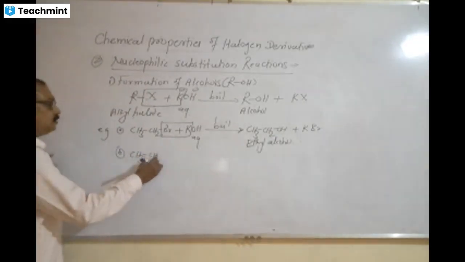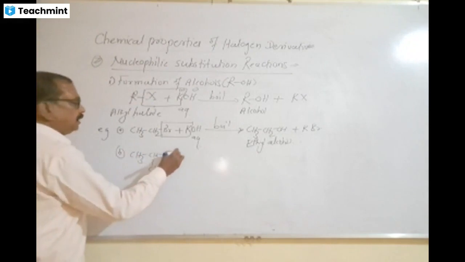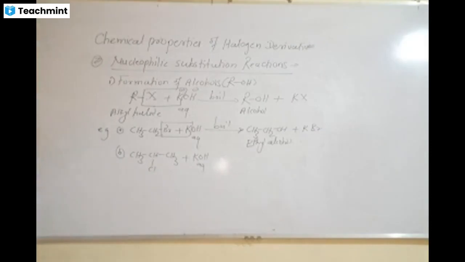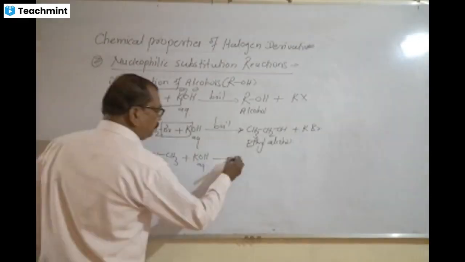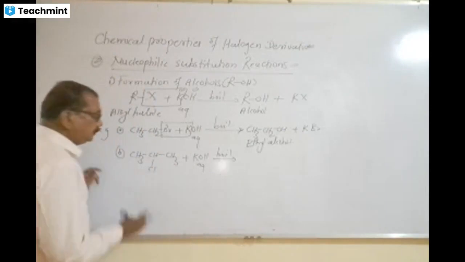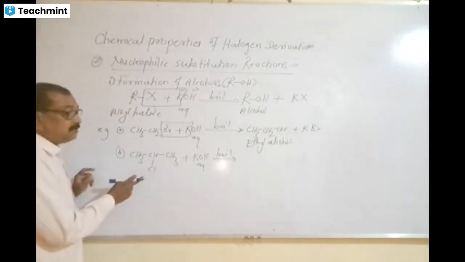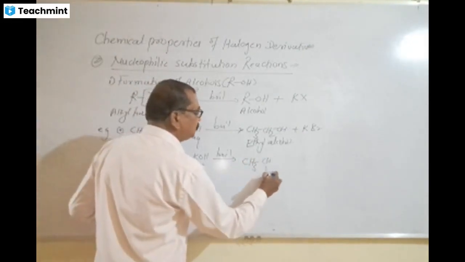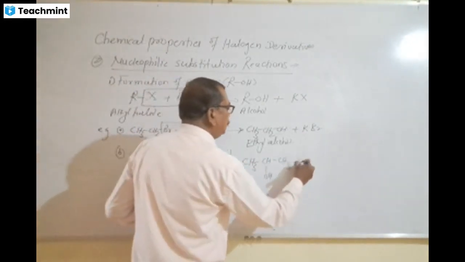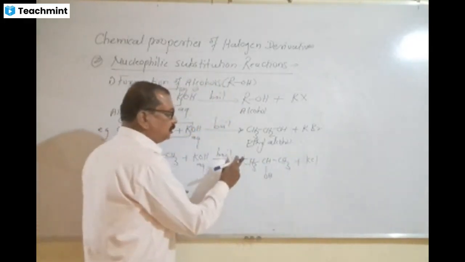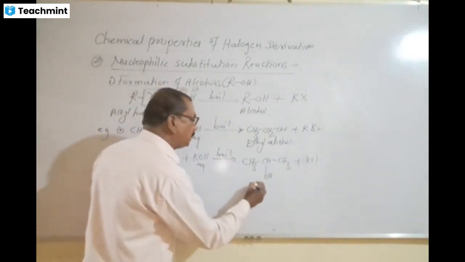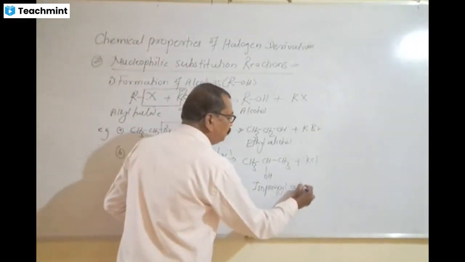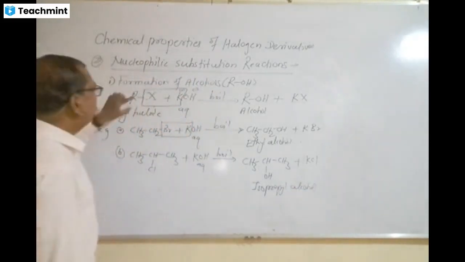One more example. CH3CH2Cl, plus aqueous KOH. It gives chlorine and potassium forming potassium chloride, and the OH group attaches to this carbon to form CH3CHOHCH3 plus KCl. The CH3CH group is known as the isopropyl group and the OH group is present, therefore alcohol.